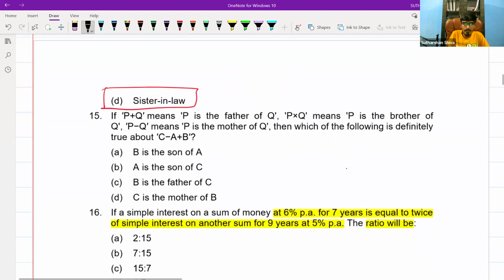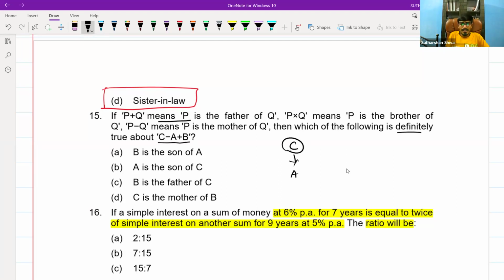Then come to question number 15. If P plus Q, P is the father. P plus Q means P is the father of Q. P into Q means P is the brother of Q. P minus Q means P is a mother of Q. In which of the following is it definitely C minus A plus B? First we will do C minus A. C is a mother of A.